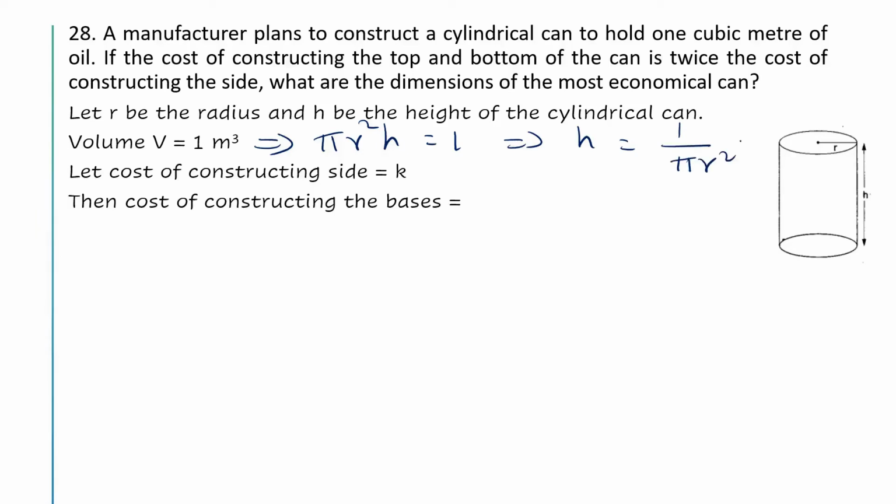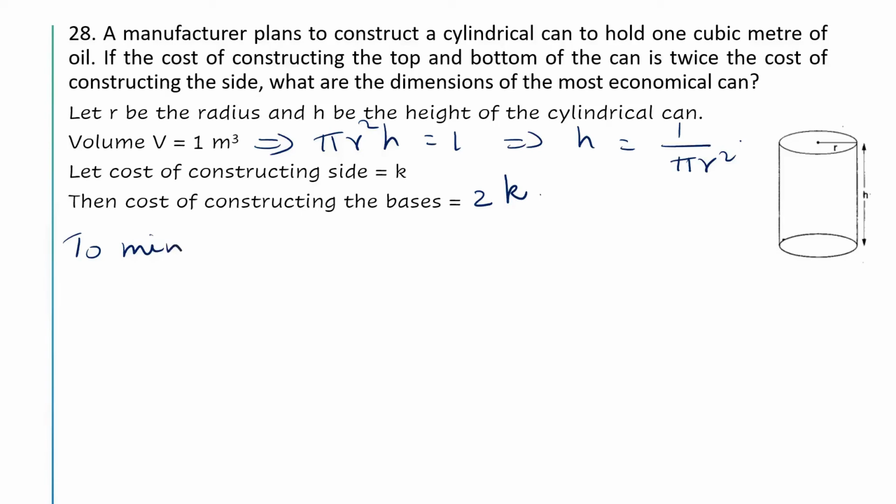Then let the cost of constructing the side be k. Here we are taking the cost of constructing the side as k. It means the cost of constructing the bases will be 2k because it is twice the cost of constructing the side. Now we have to minimize the total cost.